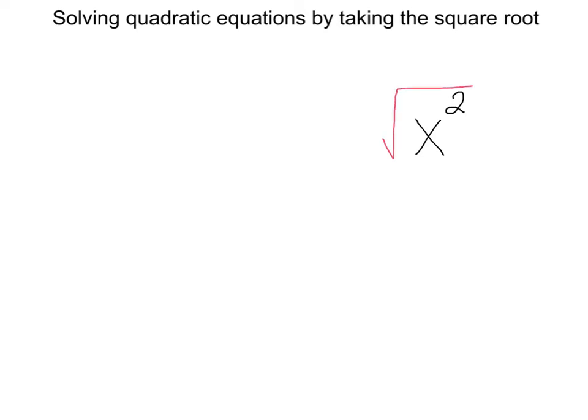So if I take the square root of something that's squared, it equals just x. Notice that the squared went away and the square root went away, and all you're left with is x. So the opposite of squared is square root. Pause the video and write that down.